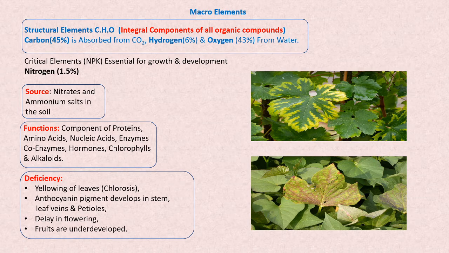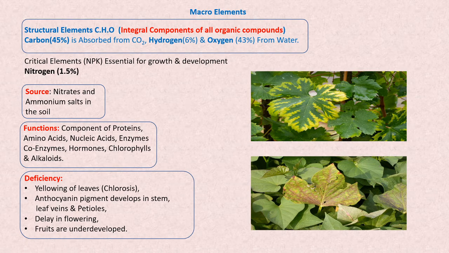Then anthocyanin pigmentation also develops on the stem, leaf veins, and petioles, which slowly become red or purple in color. Okay, so you can observe here, these are the anthocyanin pigmentation, and this is yellowing of leaves. Older leaves show this symptom first. Yellowing of leaves is chlorosis. This is anthocyanin pigmentation. Okay, then delay in flowering and underdeveloped fruits. These are other deficiency symptoms of nitrogen.